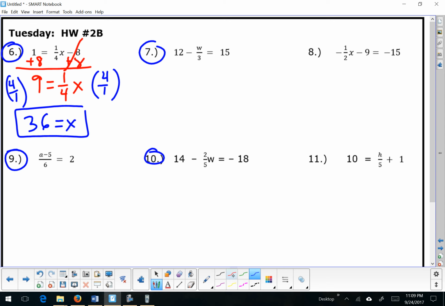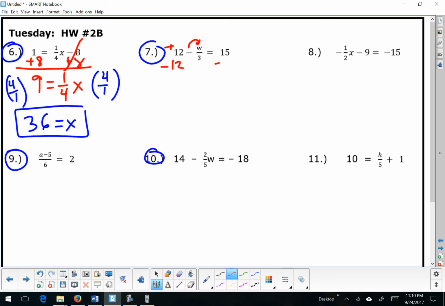Okay, number 7. The variable's on the left. The constant here is 12. Now, don't make this mistake that a lot of kids make. See that minus sign? It does not belong to the 12. It belongs to the w. Right? It's subtracting w divided by 3. It's not subtracting 12. So the 12 has a sign in front of it, but since you can't see it, you have to know that it's an invisible positive sign. So the minus sign does not belong to the 12.